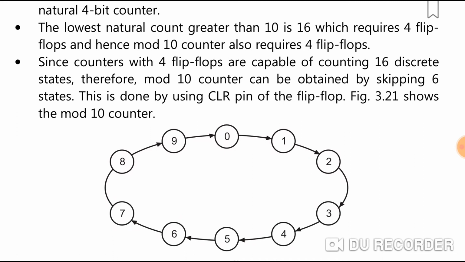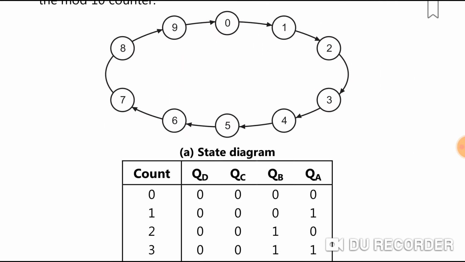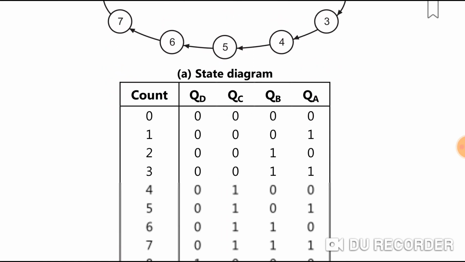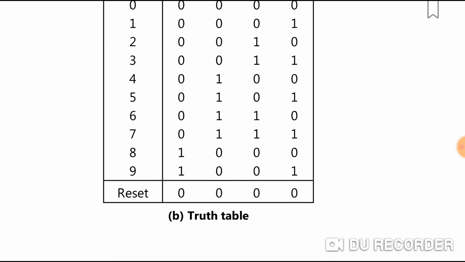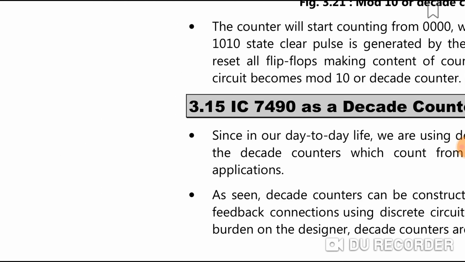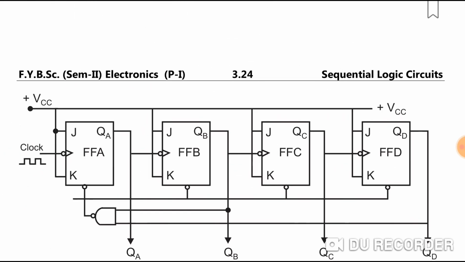Now this shows a mod 10 counter state diagram. This round is a state diagram. You can see it counts up to 1001, and at the 10th pulse it resets, that means the output becomes 0000 for the 10th clock pulse. So that's why it is known as a mod 10 counter.